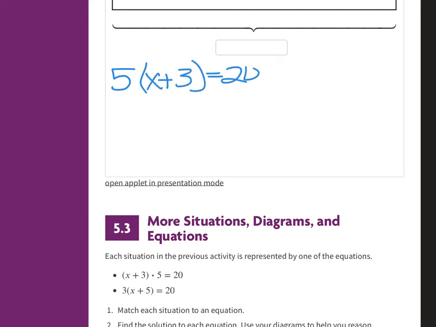Now there's parentheses in this problem. So because there are parentheses, we can divide first. So we are going to divide by the number outside the parentheses, which is the 5. So we're going to divide both sides by 5. So that goes away, so I'm just left with x plus 3. 20 divided by 5 is 4.